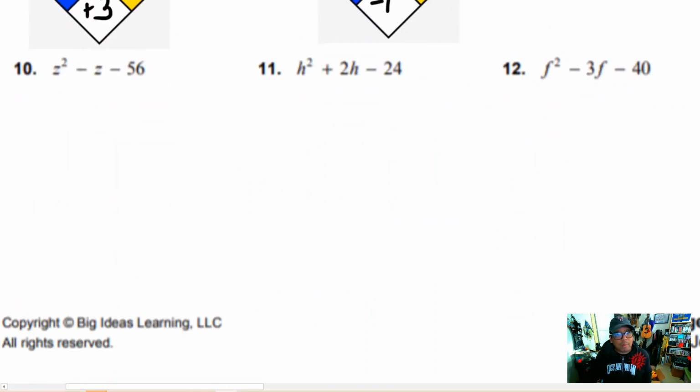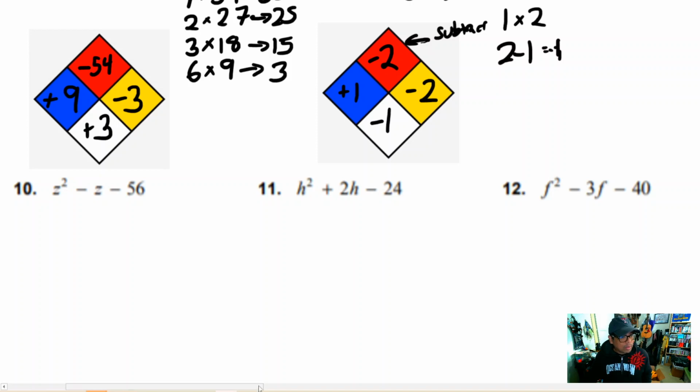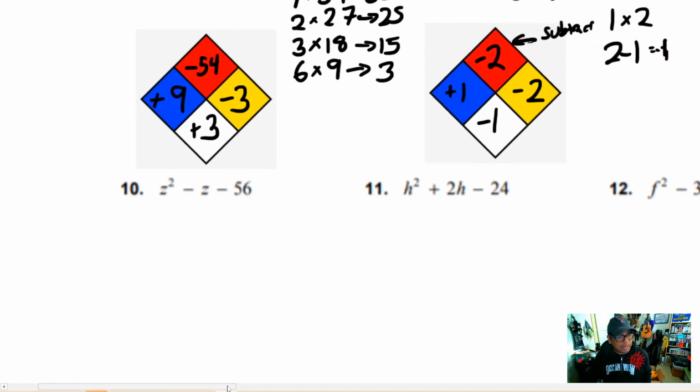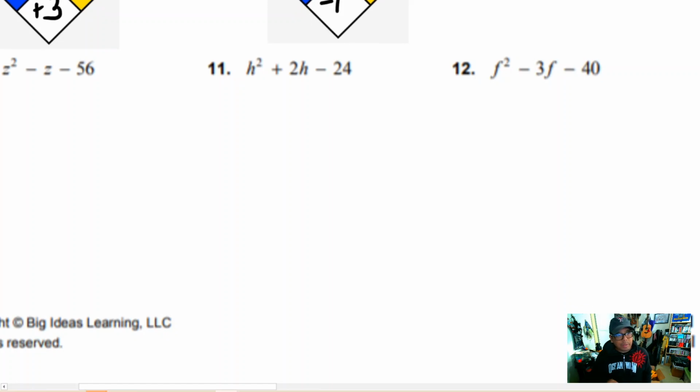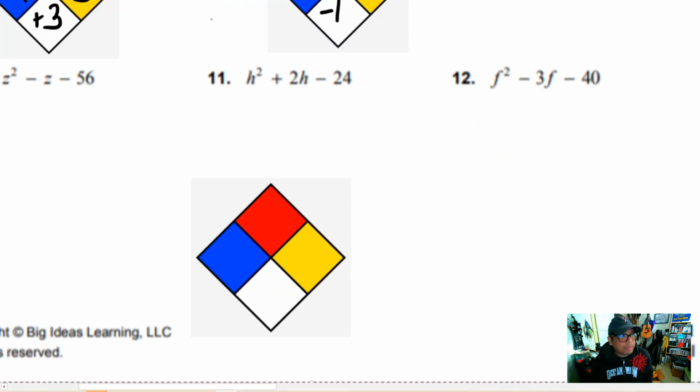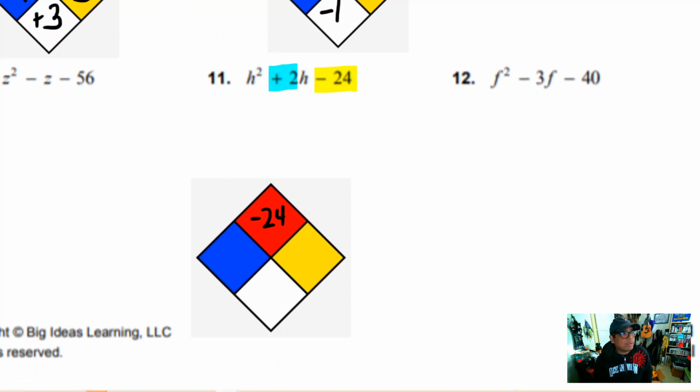Let's try another one. How about number, let's do 11. Yeah, let's do 11. Okay, we're going to put our diamond in place. We'll put our numbers in place. I've got a negative 24, so we'll put a negative 24 right here. I've got a positive 2 in the linear term, so I'll put a positive 2 at the bottom. And then we're going to decide, is this an adding or a subtract type problem? And it's a negative 24, so we're going to be subtracting.